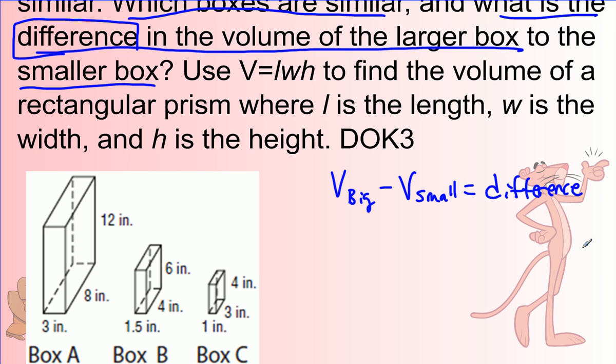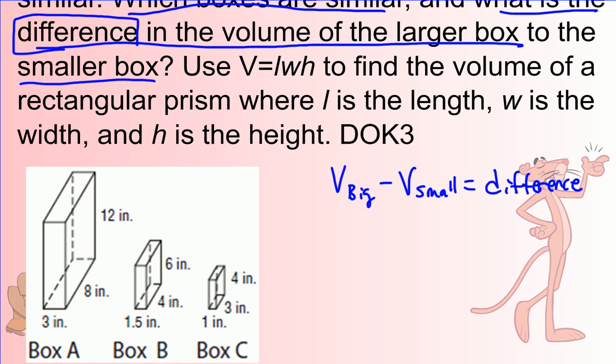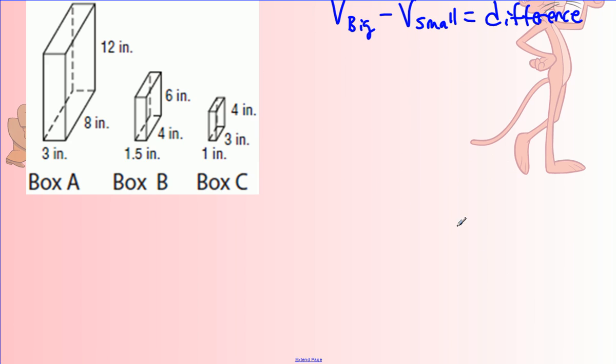So, similar figures. I've got 3 boxes, and so for me to tell which 2 are similar, I'm going to do kind of like I did in the last lesson, or the lesson before that, I don't remember anymore, where we had like 3 triangles and we're trying to find which 2 are similar. If they're similar, their sizes would be proportional. So I'm going to start with comparing A and B. If that doesn't work, then I go A and C, and then I do B and C.